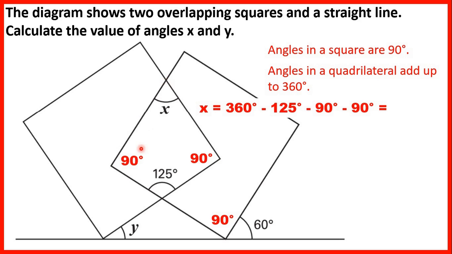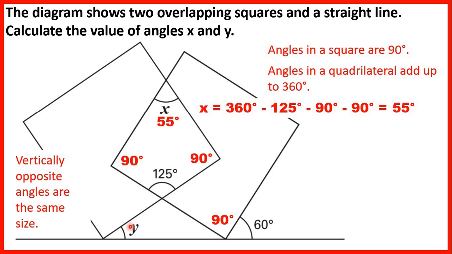So if we work out 90 plus 90 plus 125 and then subtract that from 360, we get 55 degrees for angle X. Now we need to find angle Y. Now notice angle Y is in a triangle, so if we find the other two angles in our triangle, we'll be able to calculate angle Y.